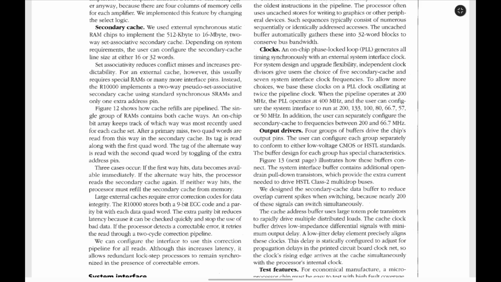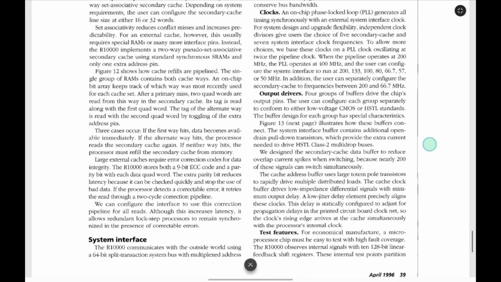In addition, the user can separately configure the secondary cache to frequencies between 200 and 66.7 MHz. Drivers. Four groups of buffers drive the chip's output pins. The user can configure each group separately to conform to either low-voltage CMOS or HSTL standard. The buffer designed for each group has special characteristics. Figure 13, on the next page, illustrates how these buffers connect to the system interface.